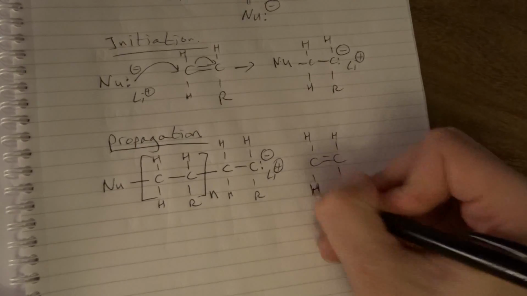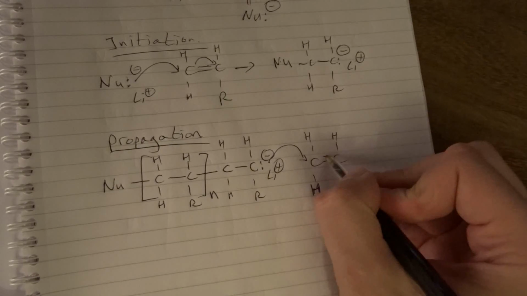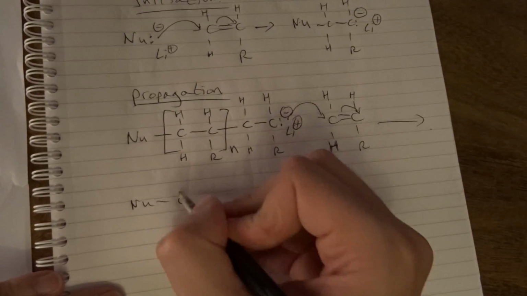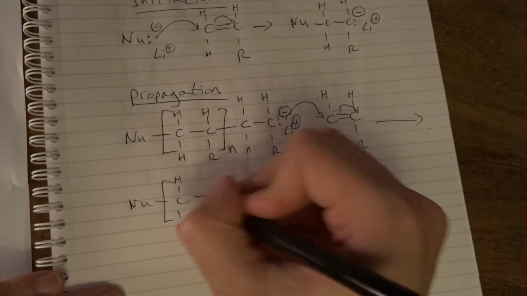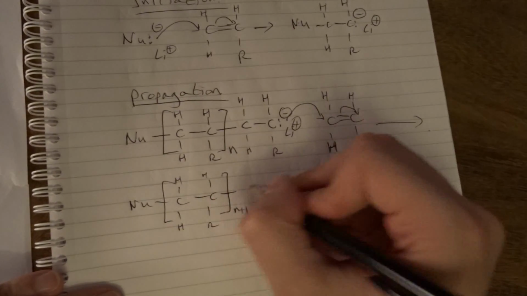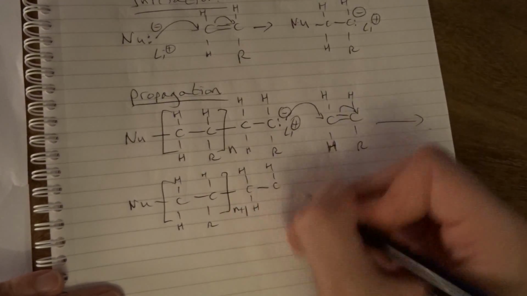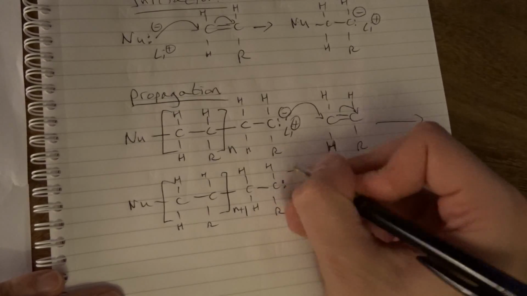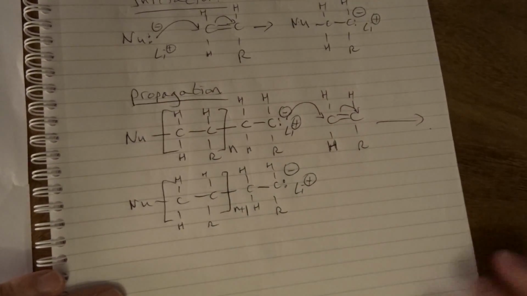and exactly the same as in the initiation step, this negative charge goes here and flips to there and will yield the polymer, or next step in the polymerization. So we write it down, N plus 1 because we added a new monomer, and of course the active chain end with the counter ion lithium. That's it.